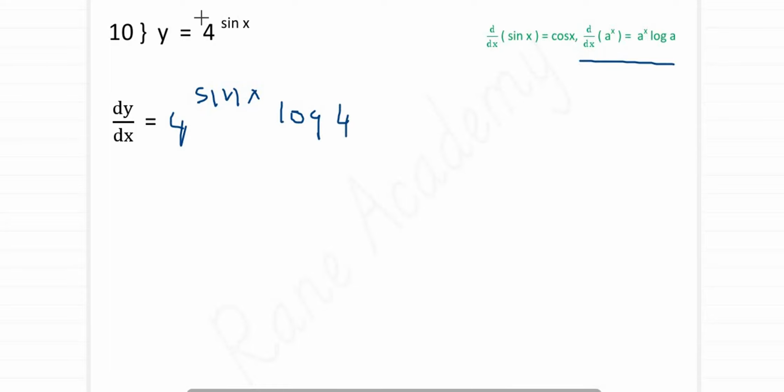Now 4 raised to sine x is the outermost function, and inside that we have an inner function, that is sine x. So I have to differentiate sine x. So we differentiate sine x, the derivative of sine x is cos x. So the answer is cos x into 4 raised to sine x into log 4.